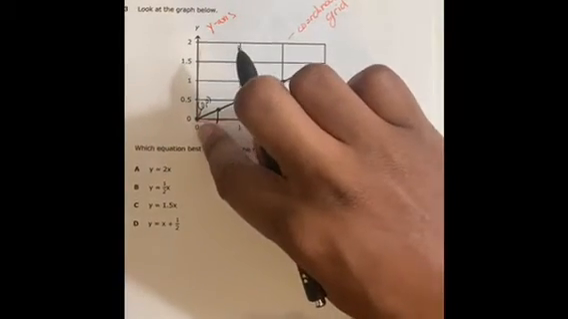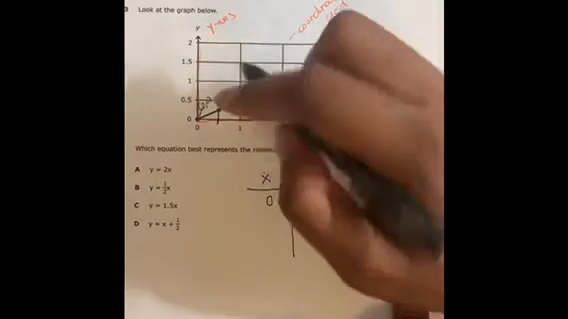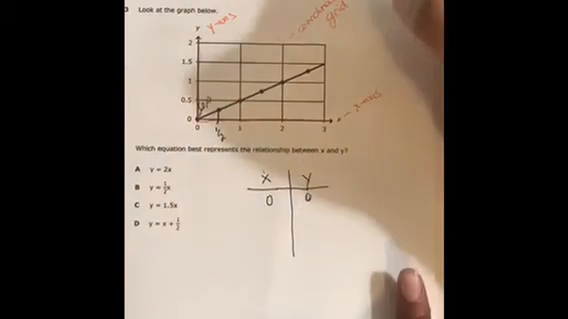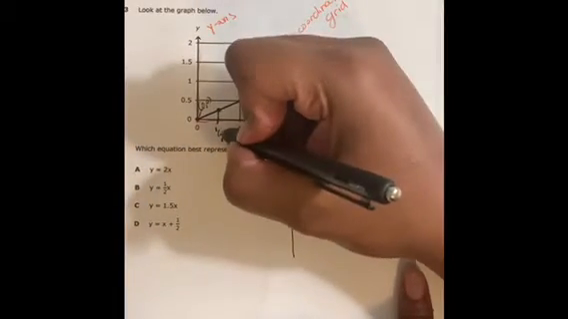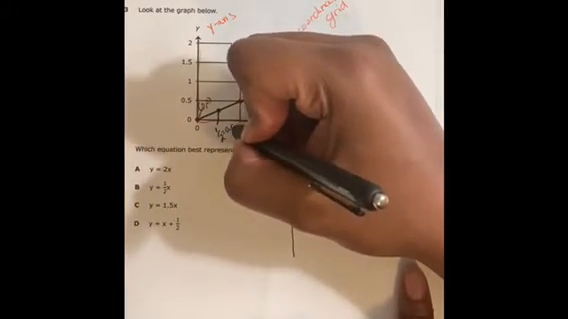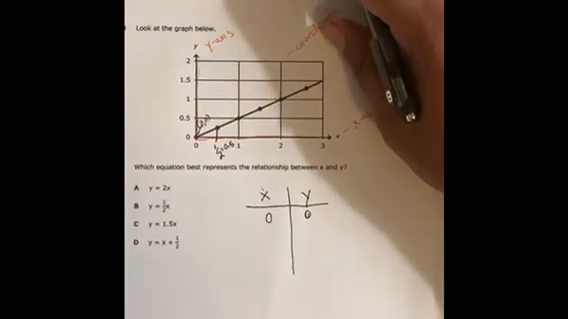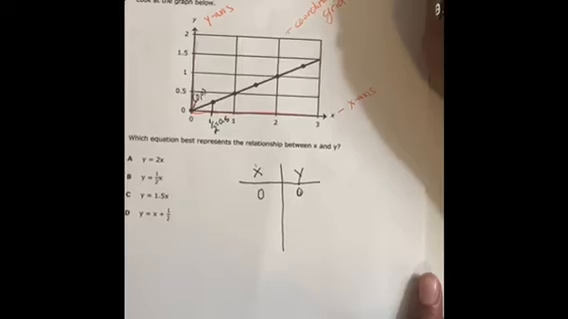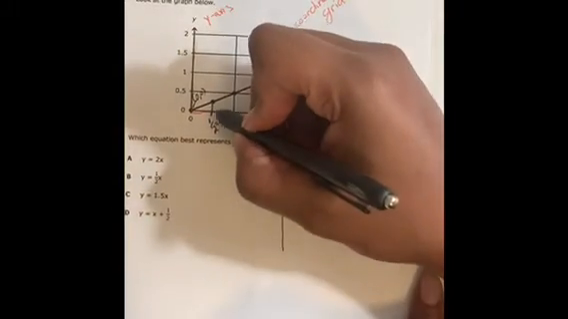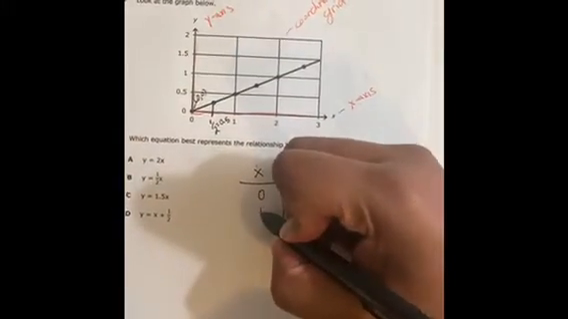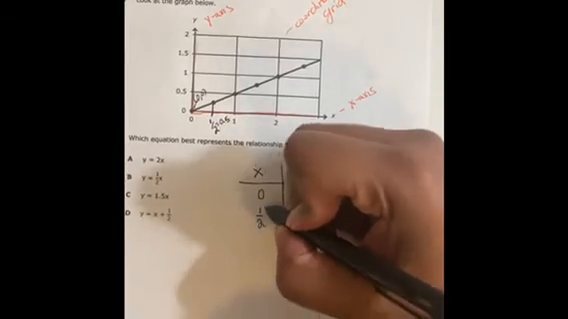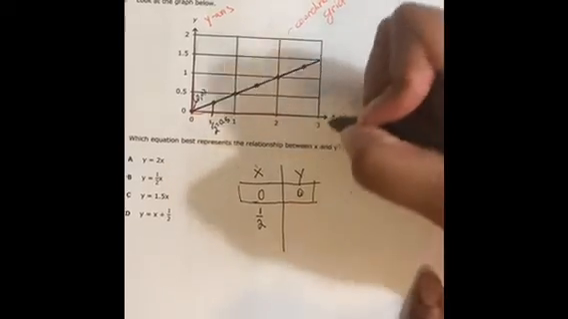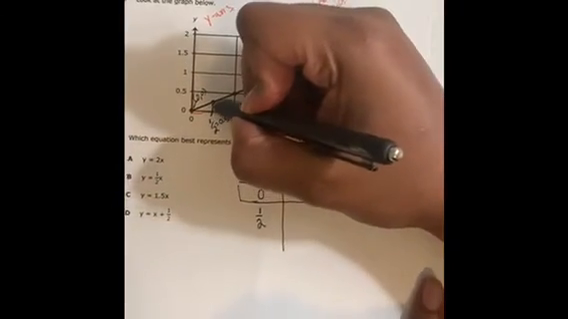Okay, now over here, I see 0 and I see there's a point over here. Halfway between 0 and 1 is actually 1/2, or you can also think of it as 0.5. Halfway between 0 and 1 is 1/2, okay? So when X is 1/2, I guess I'll separate these like this. When x is 1/2, what is y?